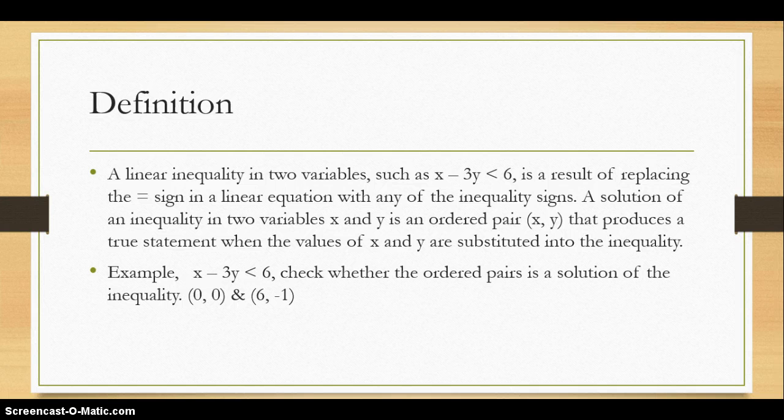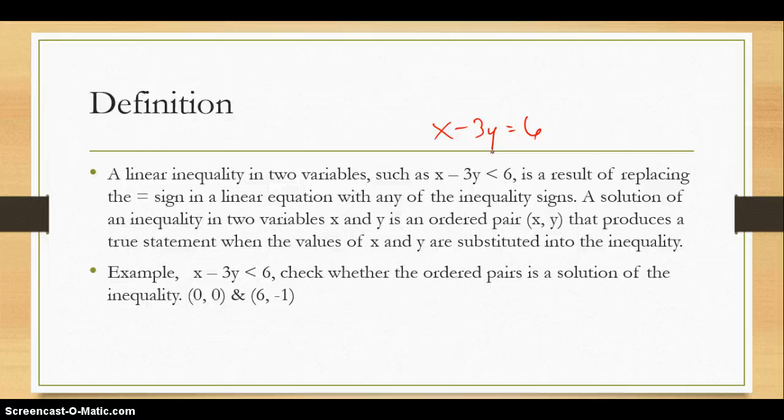Look at this definition, and as we're going through the video, it will make more sense to you. A linear inequality in two variables, such as x minus 3y is less than 6, is a result of replacing the equal sign in a linear equation. So what they're saying here is we're used to seeing an equal sign, a linear equation right there. So we're replacing that sign with any of the inequality signs.